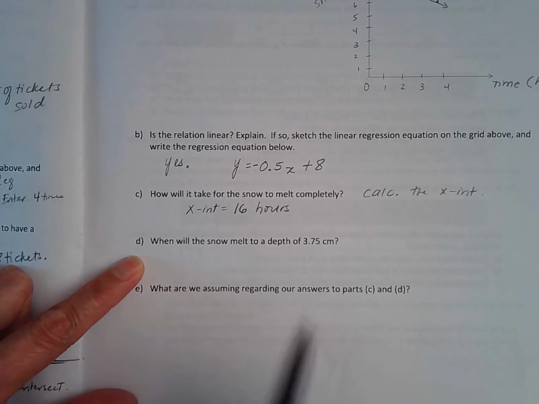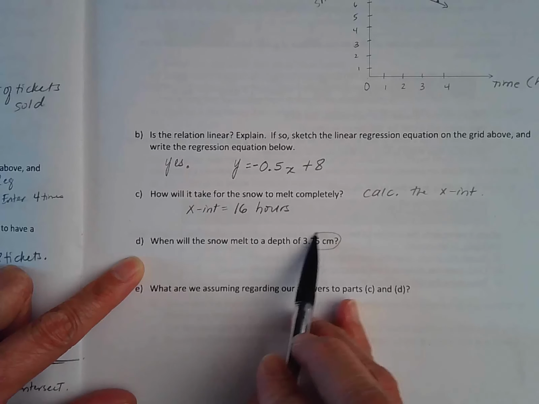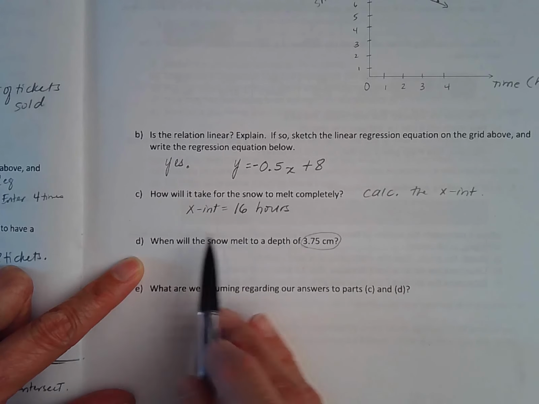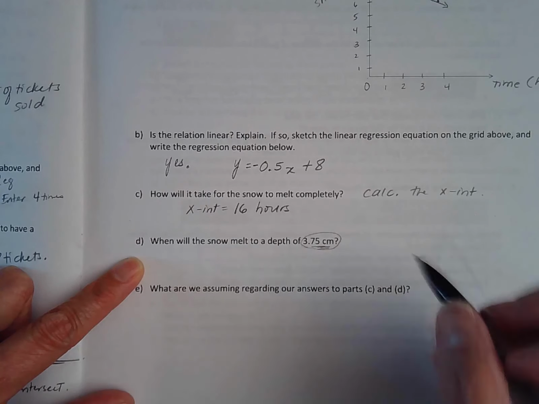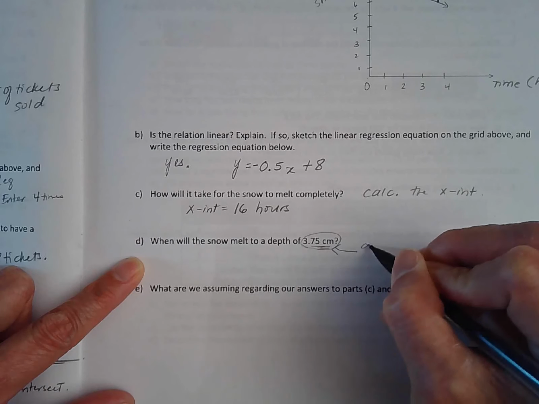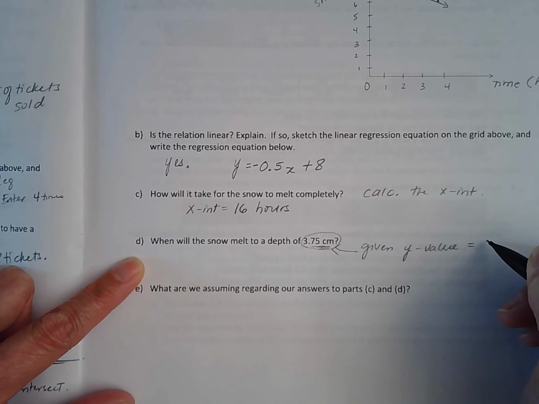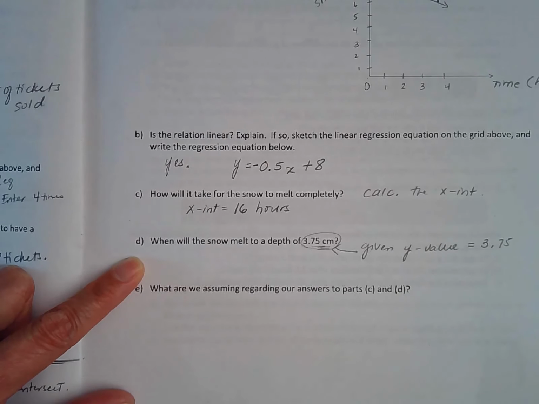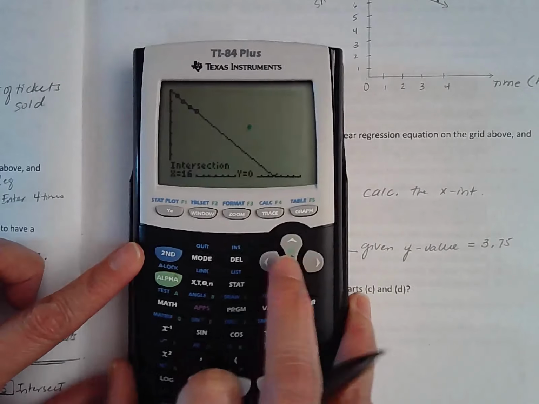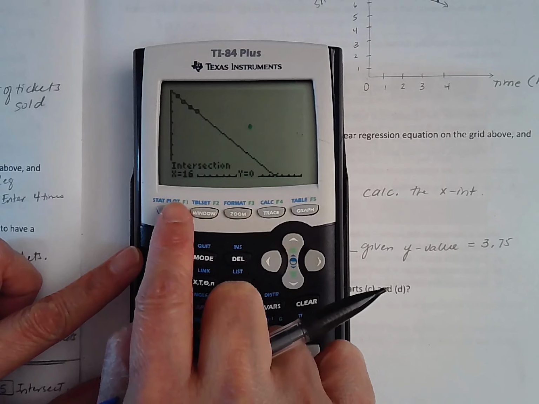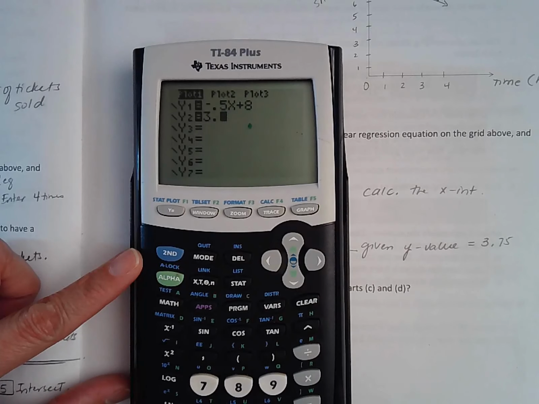The next question. When will the snow melt to a depth of 3.75 centimeters? Okay. What did they give us in here? Centimeters. They're given the y value. The y value is 3.75. So they're giving us the y value. So let's go to that. Y equals y2 is 3.75.